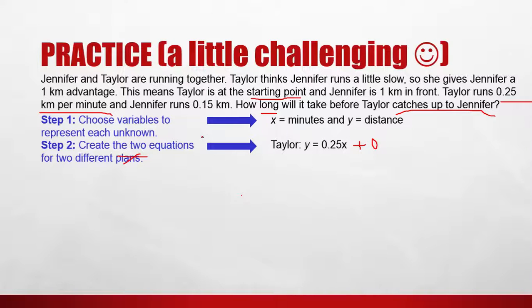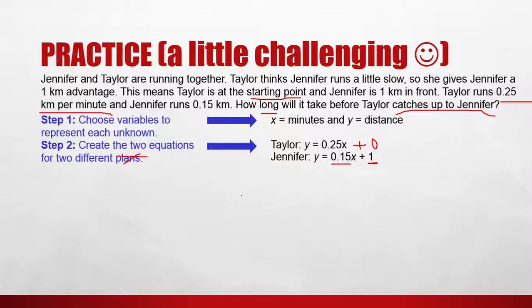Next one is Jennifer. Because Jennifer has a 1 kilometer head start, because Jennifer is 1 kilometer in front of Taylor, we have to add that +1 in there. And then the slope, or the speed in this case, is 0.15.